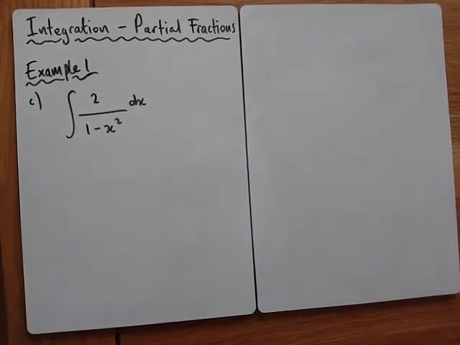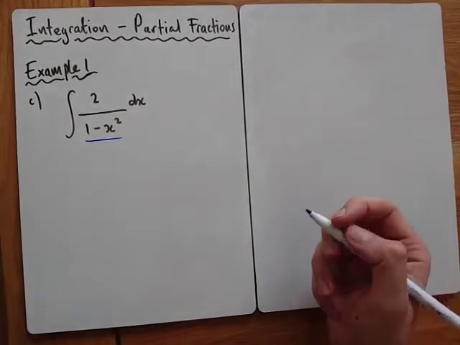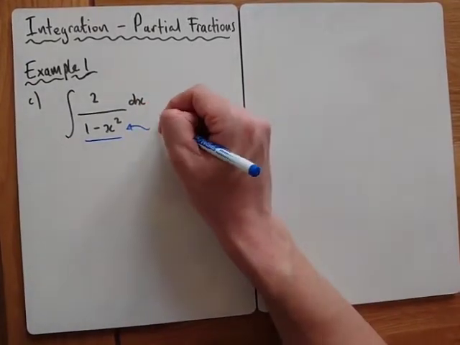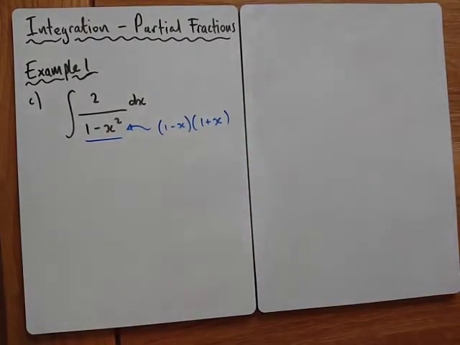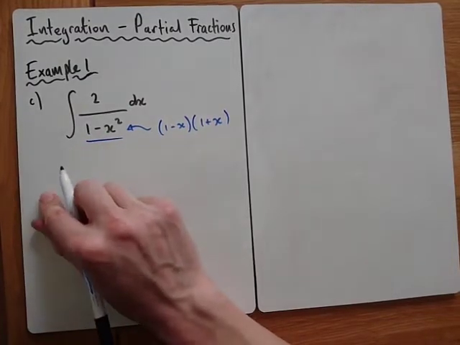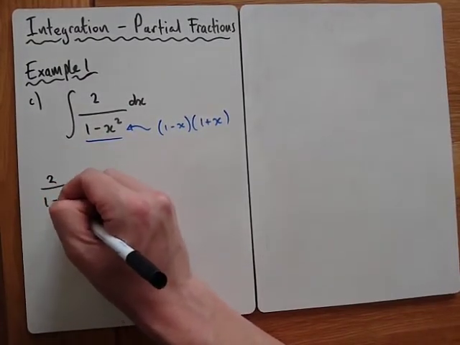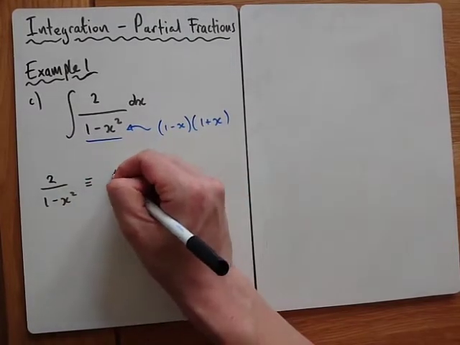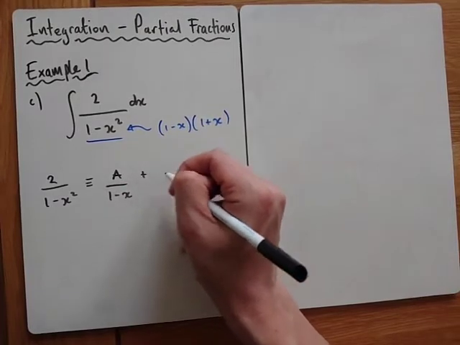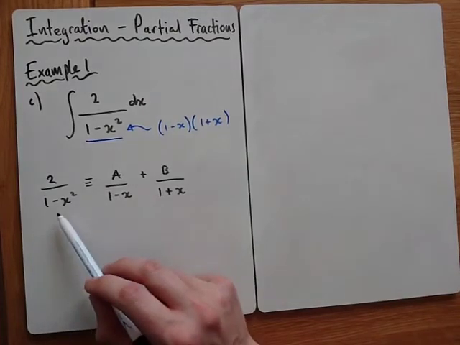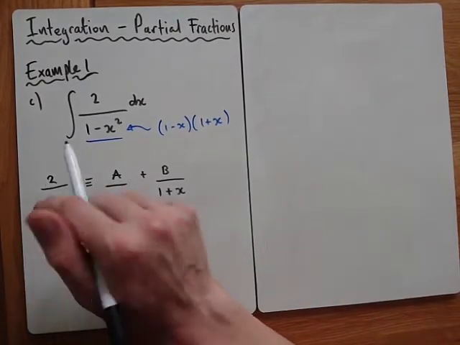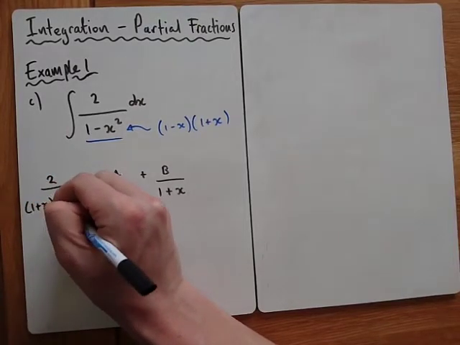Okay, one more. This one's a lot quicker than the last one, so don't worry. Just notice that our denominator is a difference of 2 squares. So we could write that as 1 minus x times 1 plus x. So the first task for this integral is to realise that before we integrate it, we can rewrite it. So I'm going to say, 2 over 1 minus x squared is equivalent to a over 1 minus x plus b over 1 plus x. Okay, multiply up. Don't forget that 1 minus x squared, I'm actually going to write it as (1 plus x)(1 minus x), just to make it a bit easier. It's the same thing, isn't it?